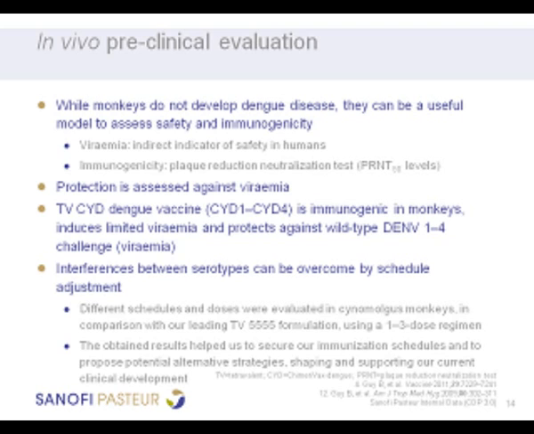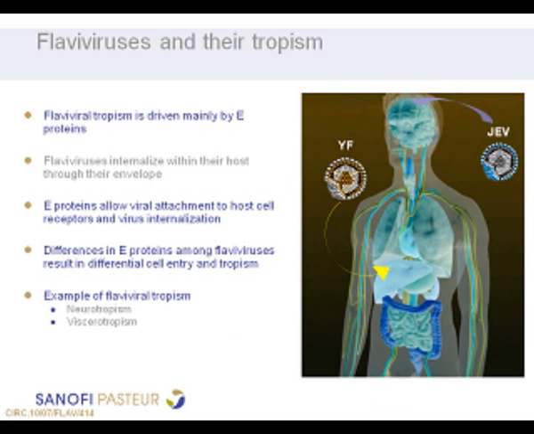Although they did see differences between the different virus serotypes in terms of viremia and antibody response in these experiments, and there was dominance of serotype 4, the results demonstrated that a balanced immune response could be achieved with schedule adjustment and boosting.